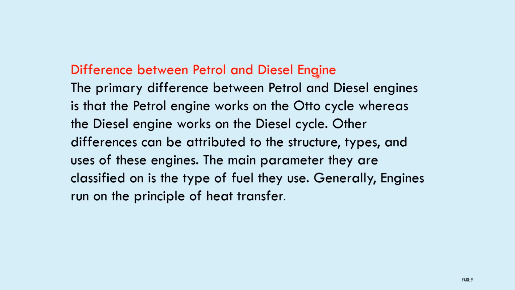Difference between petrol and diesel engine. The primary difference between petrol and diesel engine is that a petrol engine works on the principle of the Otto cycle, whereas a diesel engine works on the principle of the diesel cycle. Other differences can be based on the structure, types and uses of these engines. The main parameter they are classified on is the type of fuel they use.